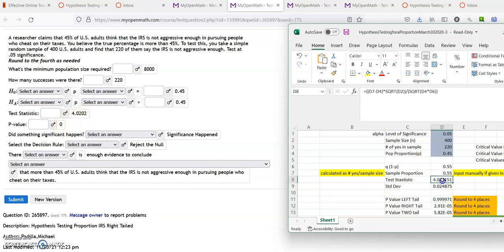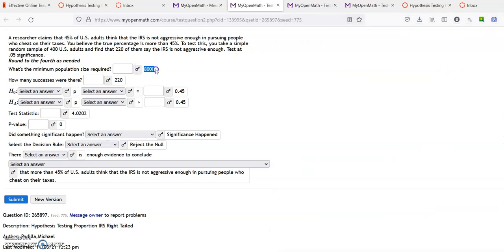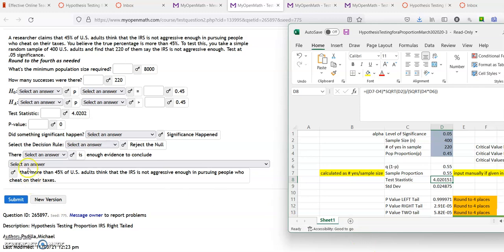The test statistic is 4.02, and this is just the sample size times 20. So you take your sample size 400 times 20. It's always sample size times 20. 400 times 20 is 8,000. And now there is enough evidence to conclude that more than 45% because we rejected the null hypothesis.